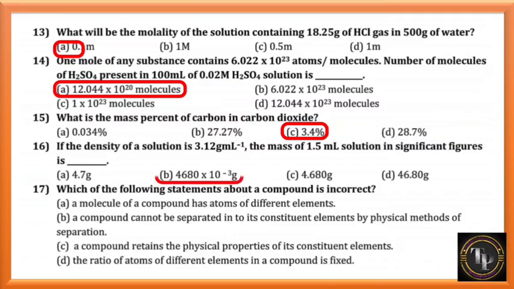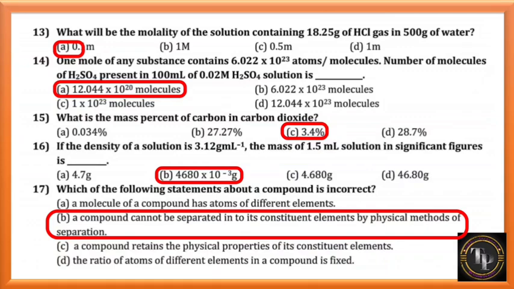figures is 4680 into 10 power minus 3 gram. Which of the following statements about compound is incorrect? They are asking. A compound cannot be separated into its constituent elements by physical method of separation. This is the correct answer. It is an incorrect statement and correct answer.